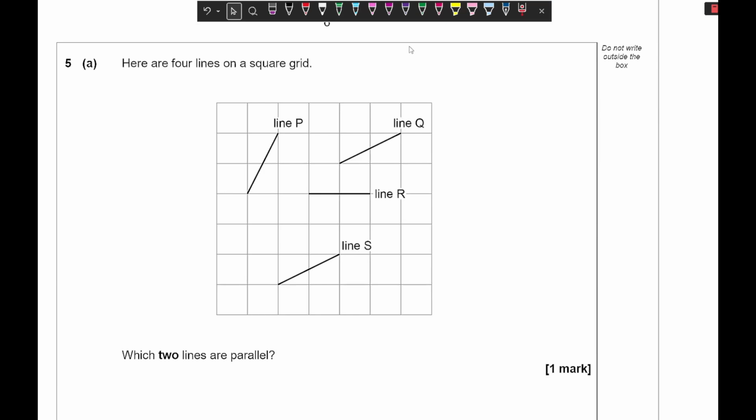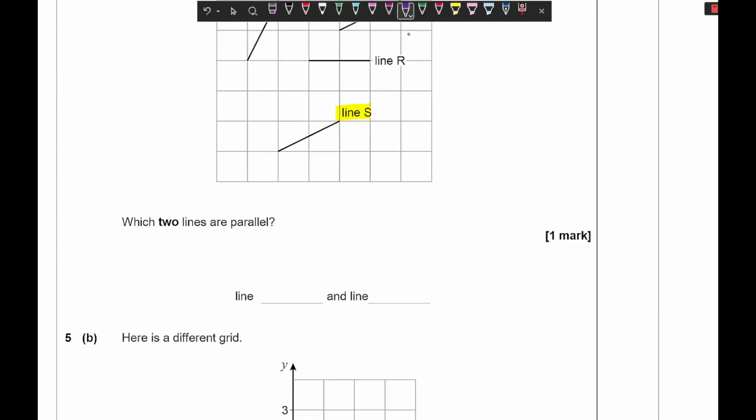Moving on to question 5a, it says here are 4 lines on a square grid, and it says which 2 lines are parallel. So 2 parallel lines are lines that will never cross if you extended each of those lines, and the 2 parallel lines here are going to be line Q and line S. So all I need to do is in the answer space just write down Q and S, and again you can write those letters in any order.